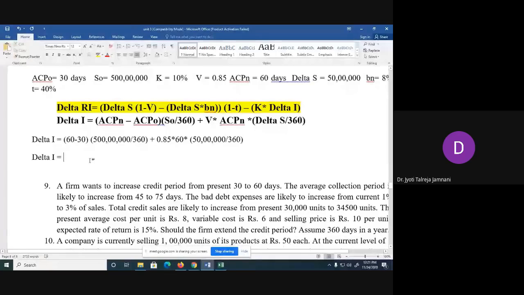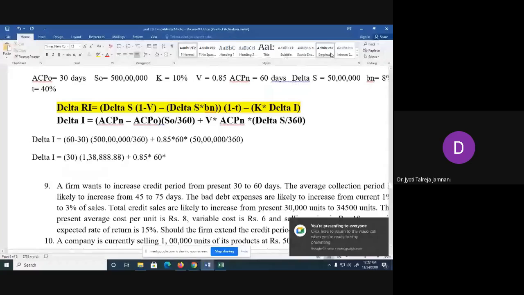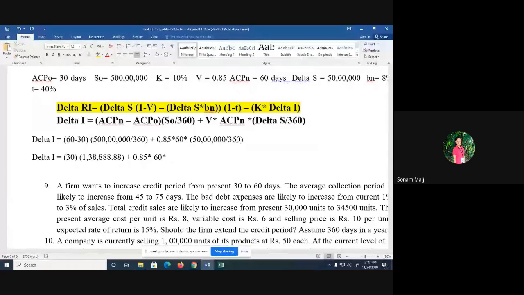So delta I is equal to 60 minus 30, which is 30 days. Then 500 lakhs divided by 360 gives 1,38,888.88. Plus, we'll multiply these two later, plus 0.85 into 60 into 50 lakh divided by 360. How much do you get for 50 lakh divided by 360? 13,888.88.